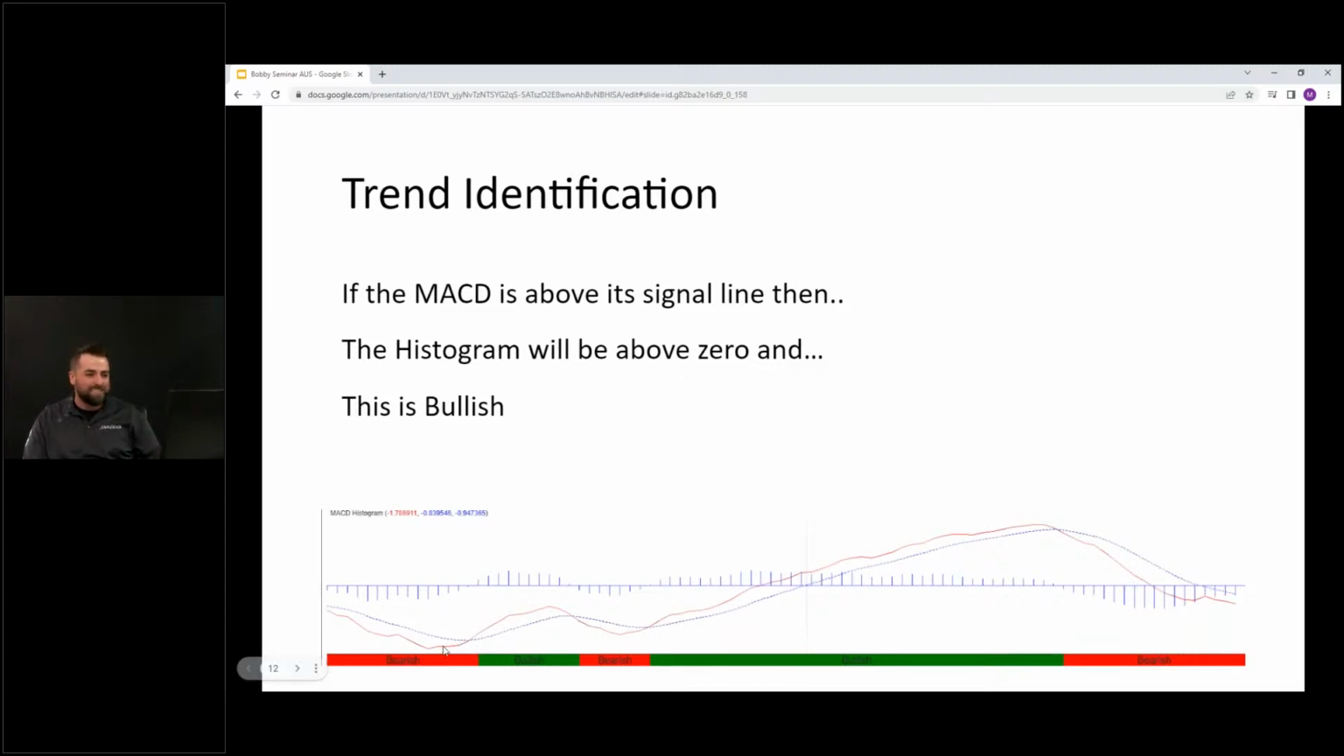When you can see that the MACD has crossed above the signal line, that's going to help identify a bullish trend, which you can see down here, and the histogram will be above 0, so this will be up here. And so that just helps you to see it in several different ways. You can see it on the trend ribbon, you can see it on the histogram, you can see it by looking at the MACD crossing the signal line as well.